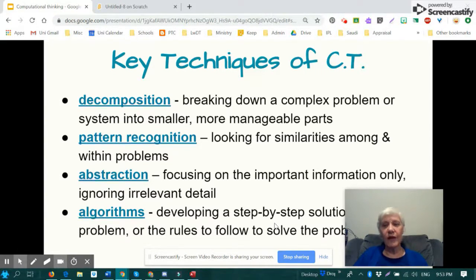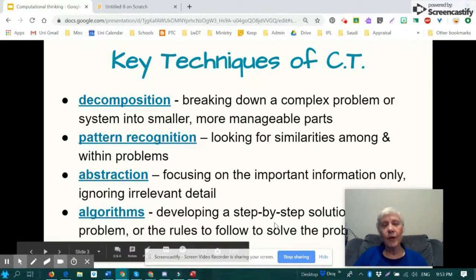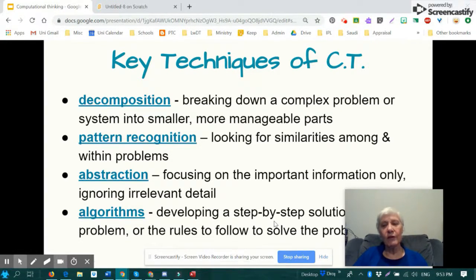I hope that's helped to give you a better understanding of computational thinking. If you want to know more, I'll put the link down below the video, which will give you the site, which has a lot more information for you.